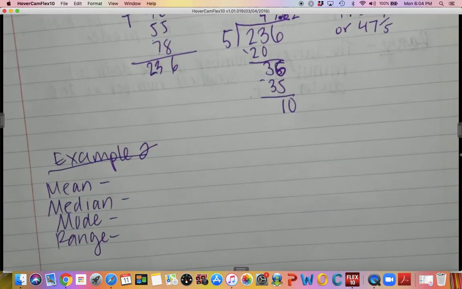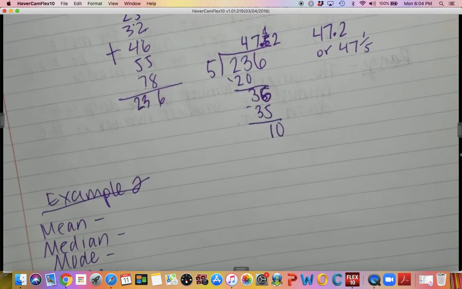Mean, median, mode, and range. I'm going to give you the cost of, let's say we're looking for the average cost of a college textbook. The average cost of a college textbook.